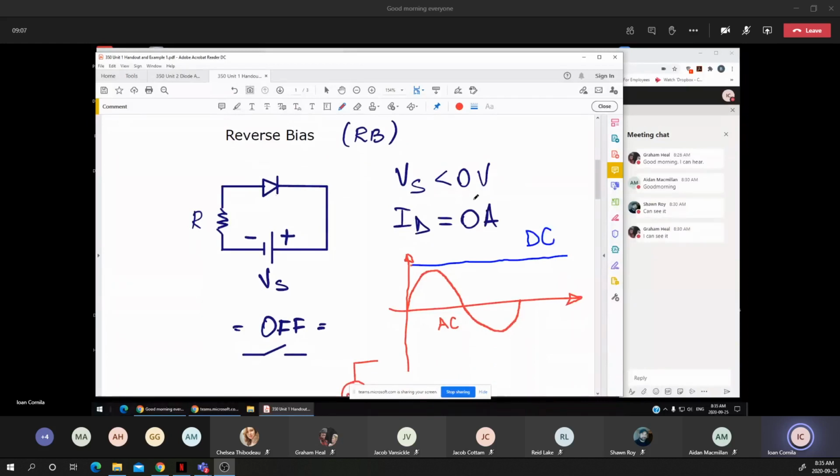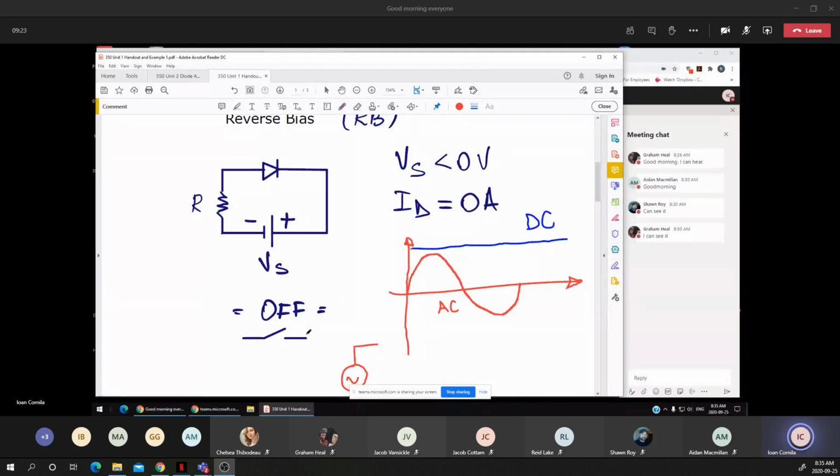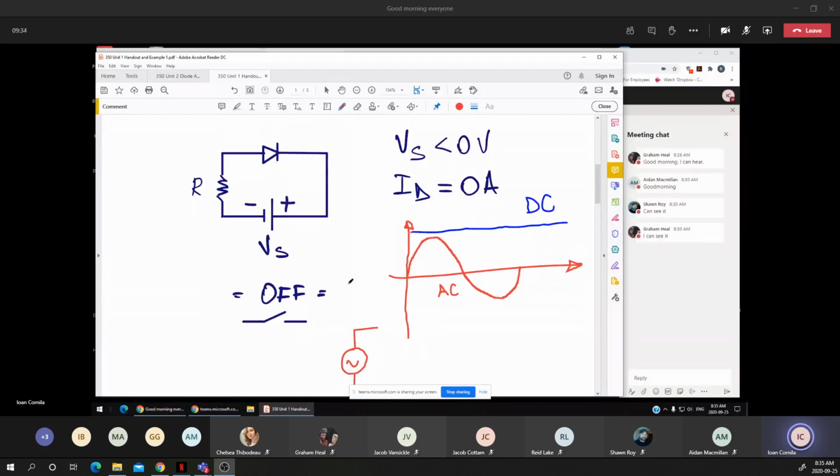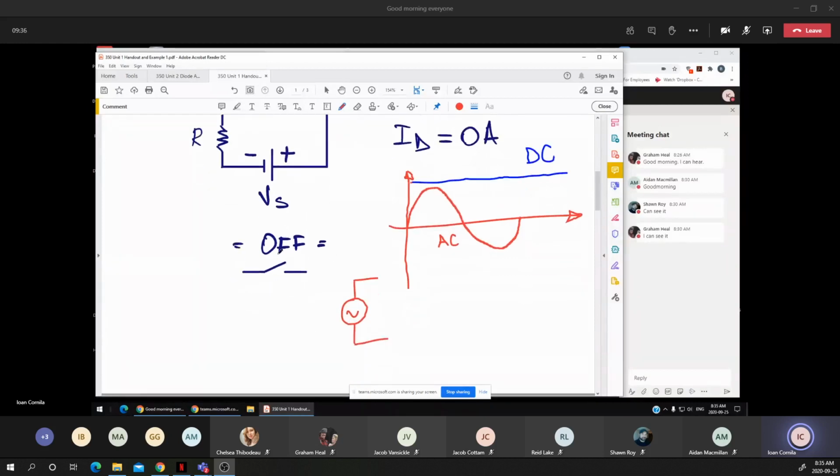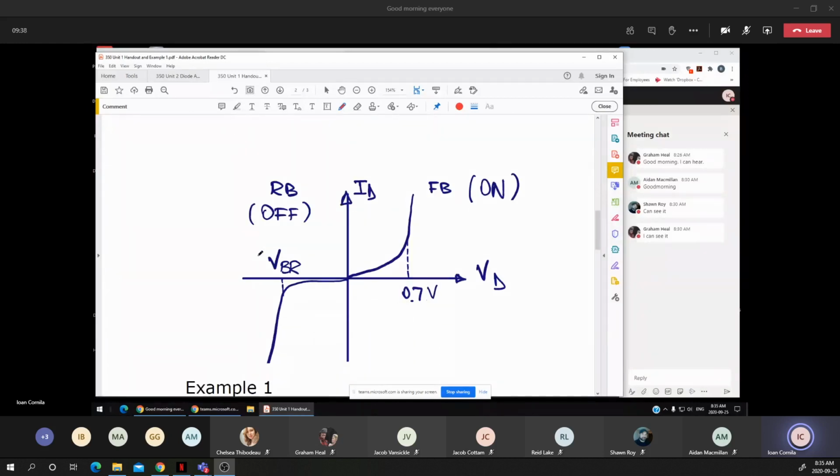If the voltage is less than 0, you notice that the Vs is less than 0, means that it's a negative voltage. The diode is in reverse bias and there is no current flowing through the diode. If there is no current flowing through the diode, I can model it, or I can say that the diode is in off state, or the diode will act as a switch in off position. Now that's the discussion that I will make a bit later.